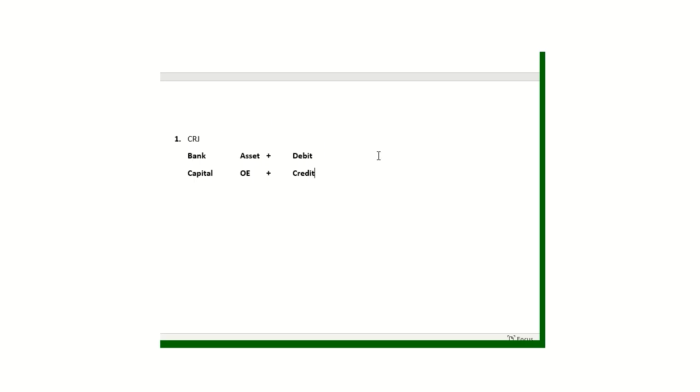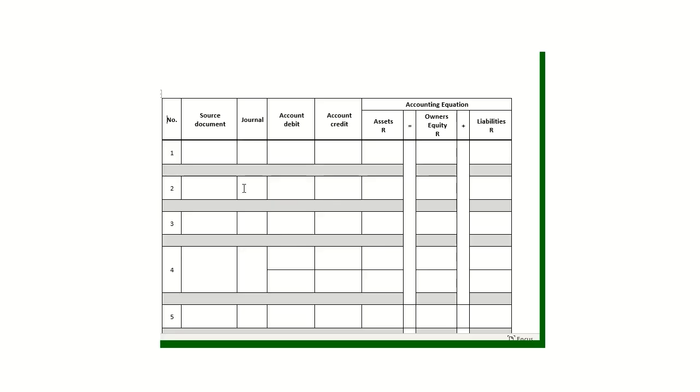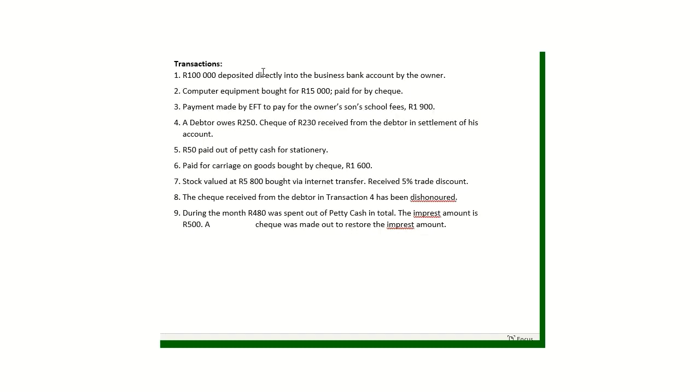So I followed the steps as I do with posting to the general ledger. Now I've got this information, I can go to the answer sheet and see how it will help me. So number one, the owner directly deposits money into the bank account.